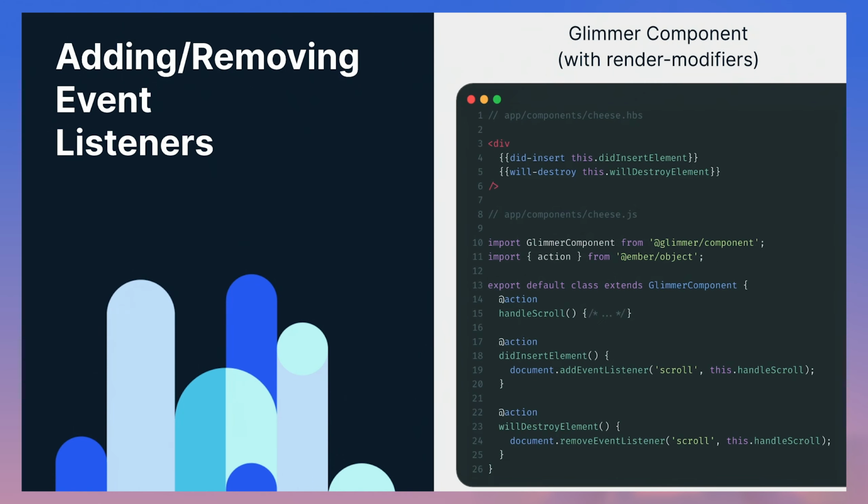Now with render modifiers, this is what it looks like. Again, we've got our extra div. We had to create it so we could attach the render modifiers to it. The setup and teardown, again, isn't really grouped. We want these two things to be logically grouped together, because when we add the event listener, we need to make sure we remove it as well.